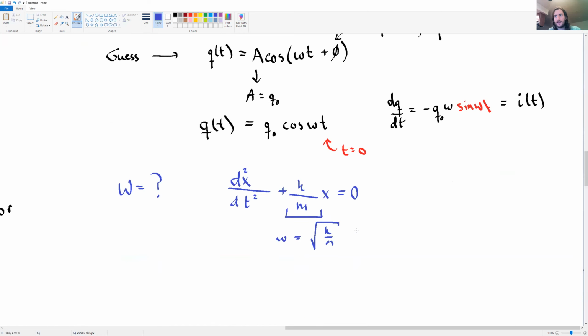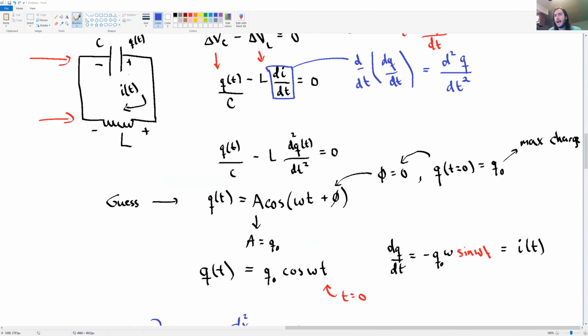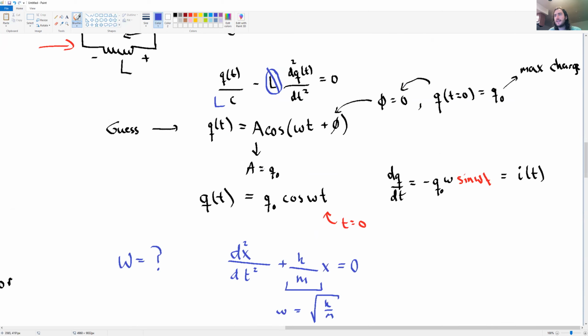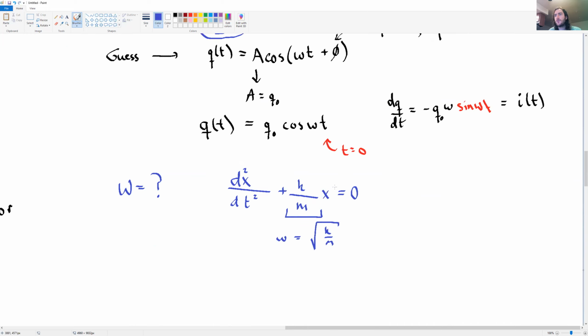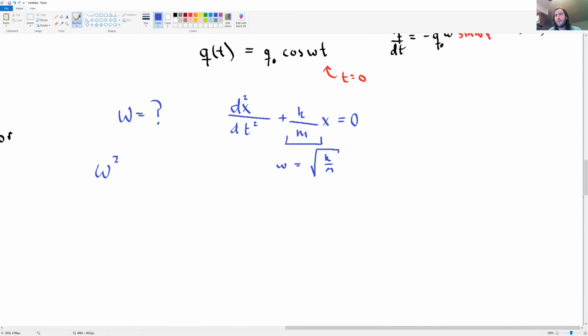What would that be in our case? We have to go back and look at our differential equation here. We have this L right here. We should divide this to the other side, so we put the L over here and cancel the L. Then we can see that the term with no derivative is multiplied by omega squared. So 1/LC is equal to omega squared. So for us, omega squared is equal to 1/LC. Therefore, omega is the square root of 1/LC.